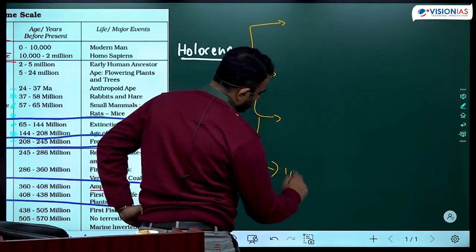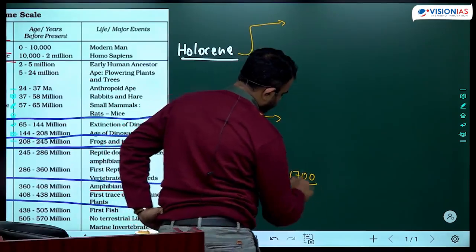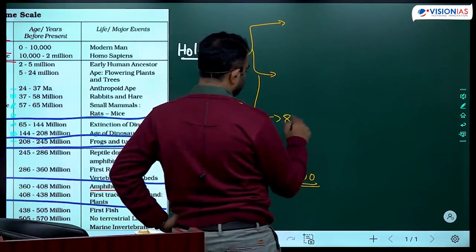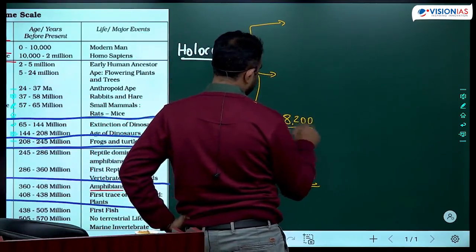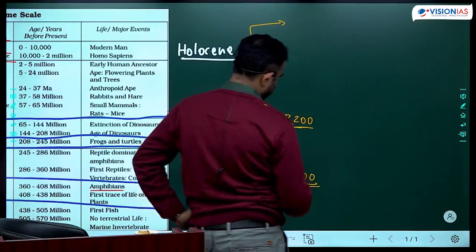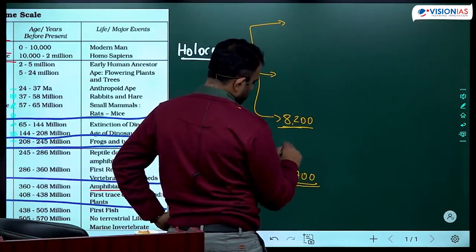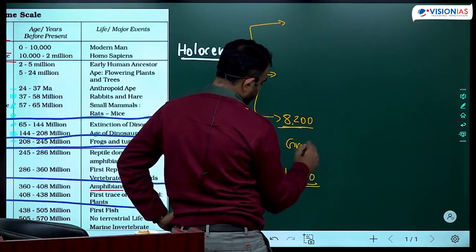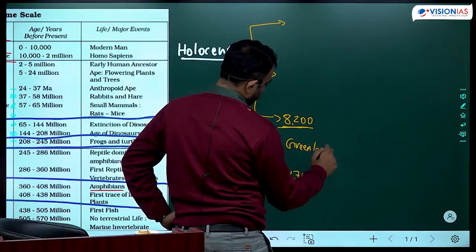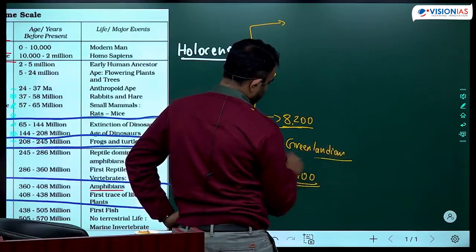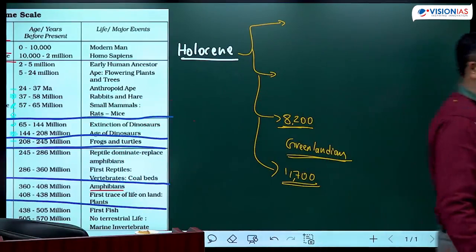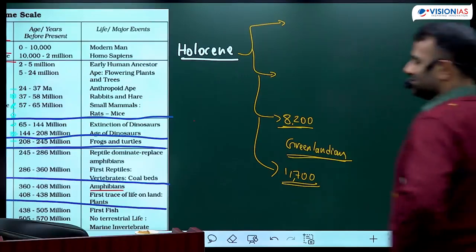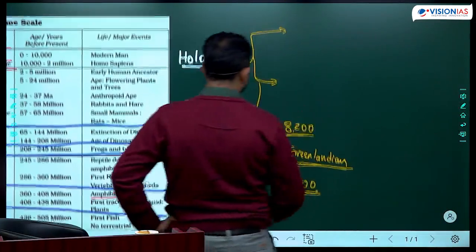Holocene began around 11,700 years ago. From 11,700 to 8,200 years is the first age, which is called as Greenlandian Age. Greenlandian Age is the first stage. This is the time of Old Stone Age, Middle Stone Age, New Stone Age.